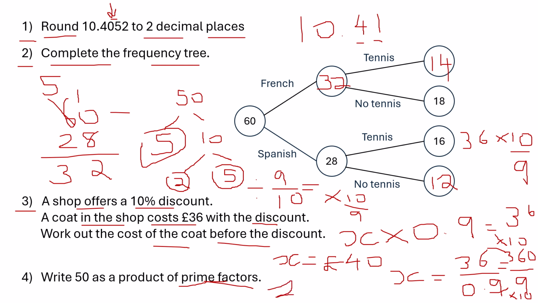So 50 is 2 times 5 times 5, or 2 times 5 squared, or 5 squared times 2. And again, question 4, I'm almost certain is going to come up on your non-calc paper, maybe even calc paper, for AQA, Edexcel, OCR, WJEC, CIE, and any other exam board that is equivalent to GCSE maths in the United Kingdom in England.